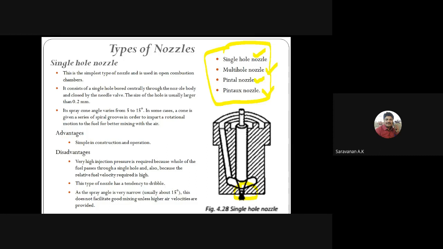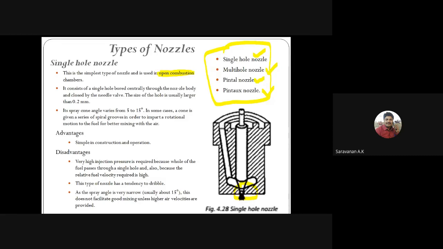It's a very simple one, we can see them one by one. What is the single hole nozzle? Only a single outlet will be there in the nozzle, so the orifice will be a single one. I already told that we have two types of combustion chamber, the open combustion chamber and the pre combustion chamber, which we can discuss in later slides.